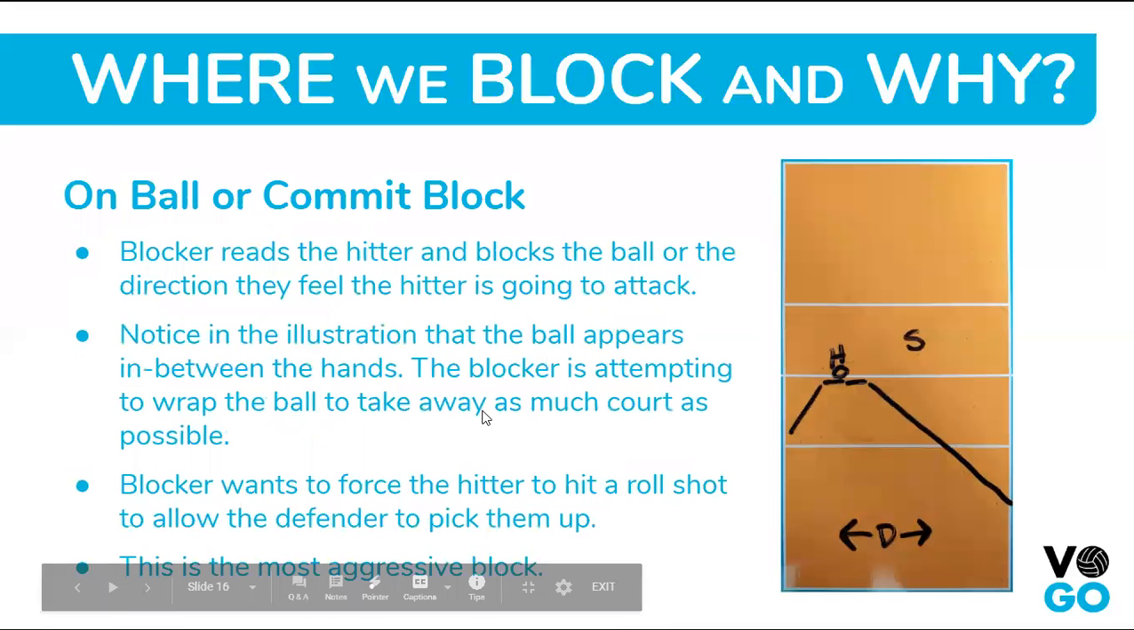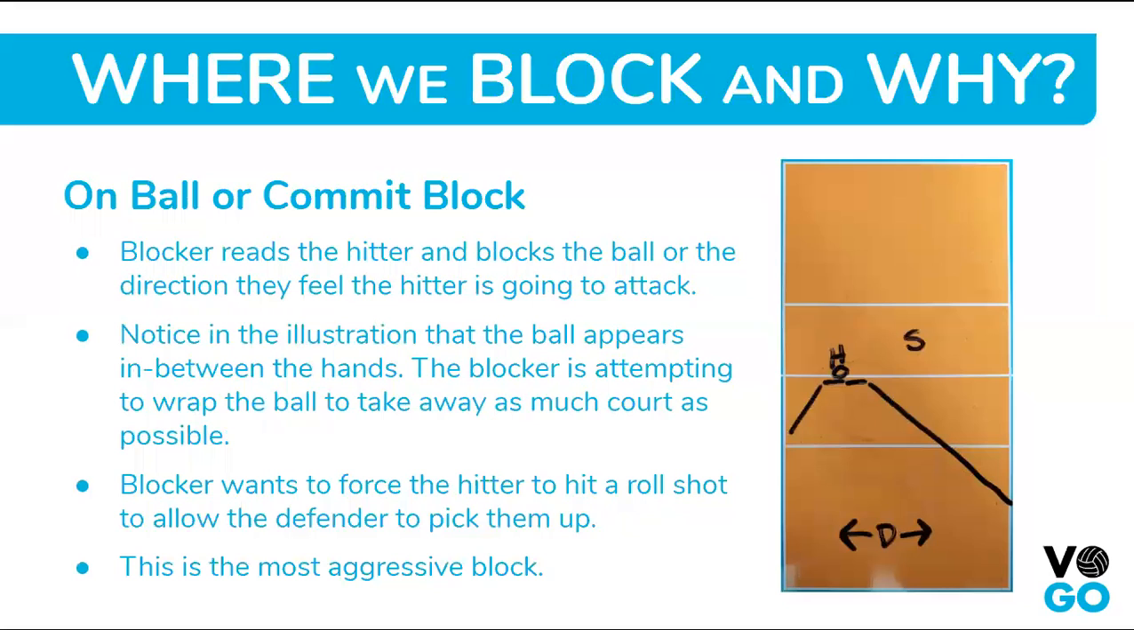Okay, so the on ball or commit block. You can see here the hands are really close together and the ball's almost in the middle of the hands. The reason for that is that the blocker is up there to try and take away as much of the court as possible. They are going to be super aggressive in trying to get a block on this particular play.